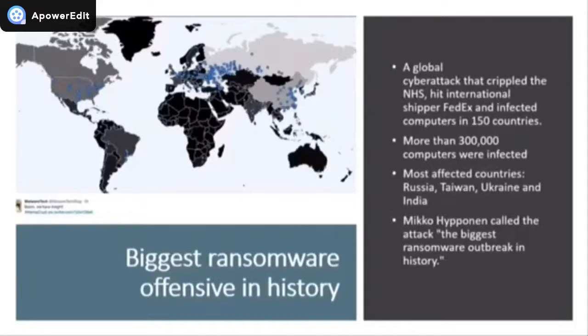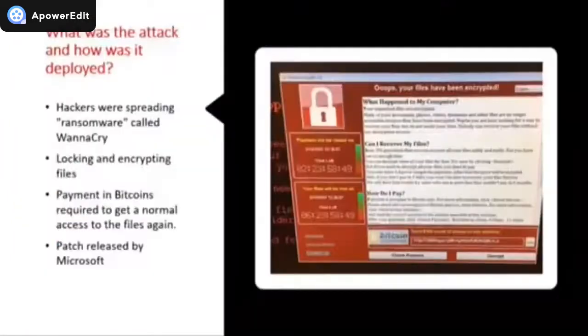Mikko Hyppönen, who was a chief research officer, called the attack the biggest ransomware outbreak in history. What was the attack and how does it work? Hackers have been spreading a ransomware called WannaCry. It's often delivered via emails, which trick the recipient into opening attachments and then releasing malware into their system, which is a technique mentioned previously and known as phishing.